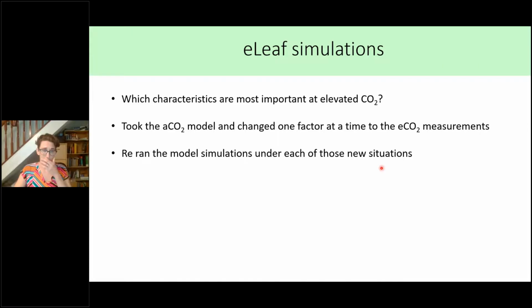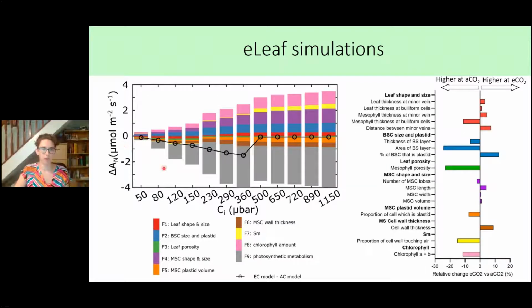And this is the data from all of those simulations. This graph here I've already shown you. This is just the different measurements and the comparison between the two treatments. Here as a reminder, but also the colours match so that you can look across to that side if you want a reminder of what these mean. So this is the change in photosynthesis caused by changing that one factor, leaf size and shape, or bundle sheath size and plastid volume, by changing that one factor from the ambient model to the elevated value. So we've got an ambient model with just one factor change to the elevated value.